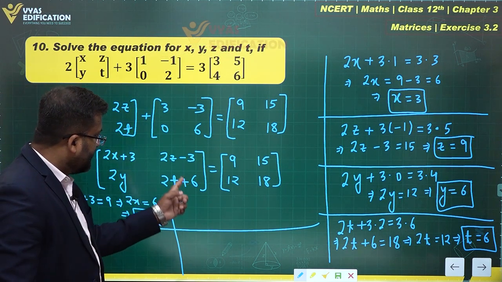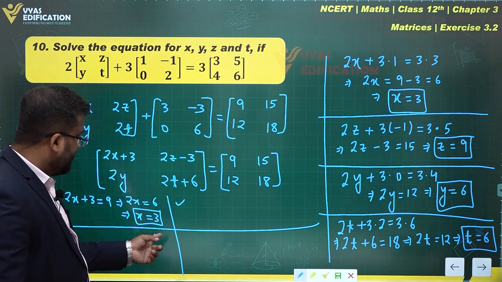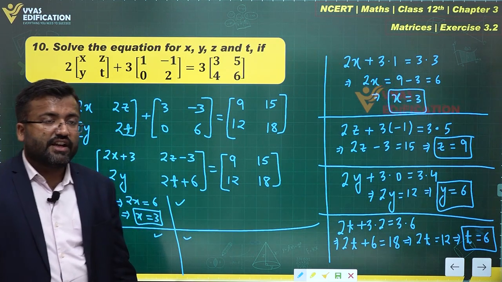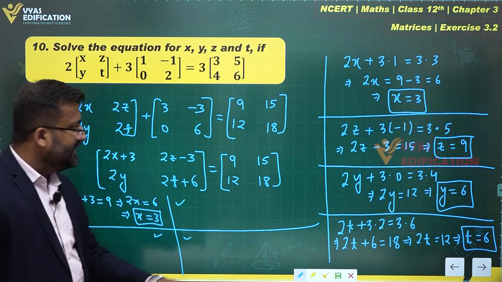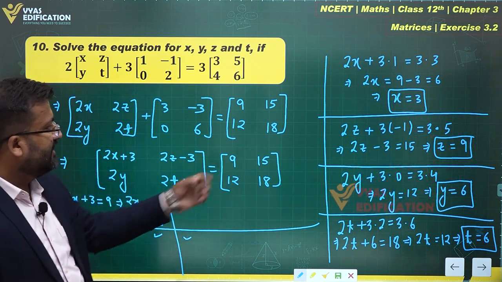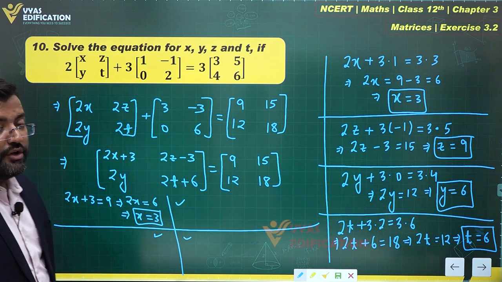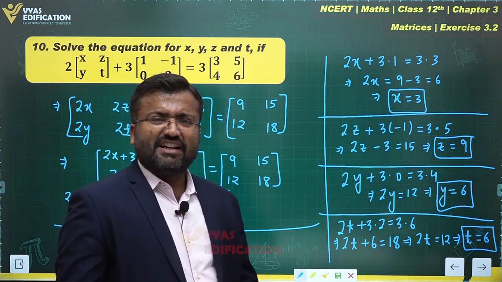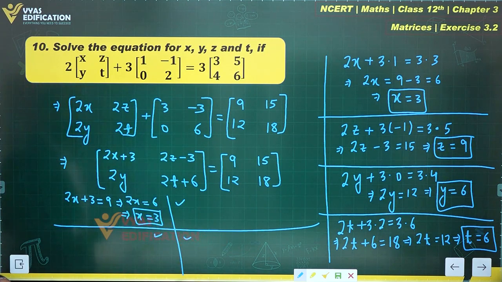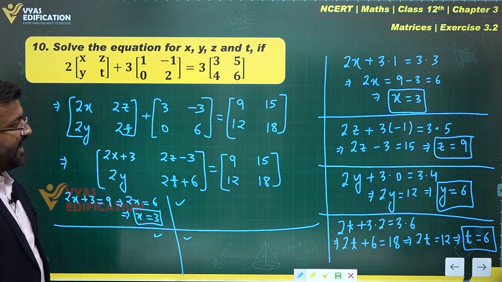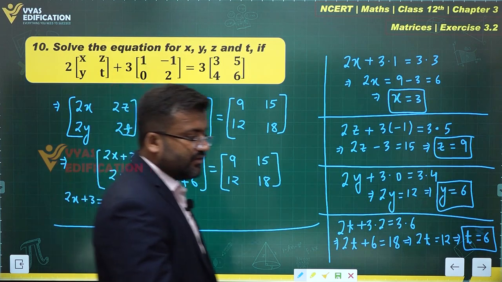Similarly, you can compare this element, the first row, second column, the second row, first column and the second row, second column to get the values of z, y and t correspondingly in that manner, right? X equal to 3. This is what you'll be getting. So is that all? Yes, that is all in this question. That's a complete solution. Let me get aside for a bit so you can take a look at the complete solution for this question over here.